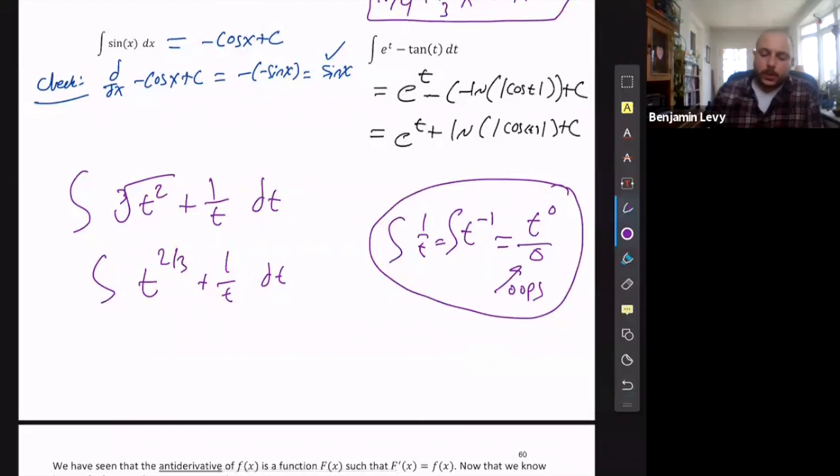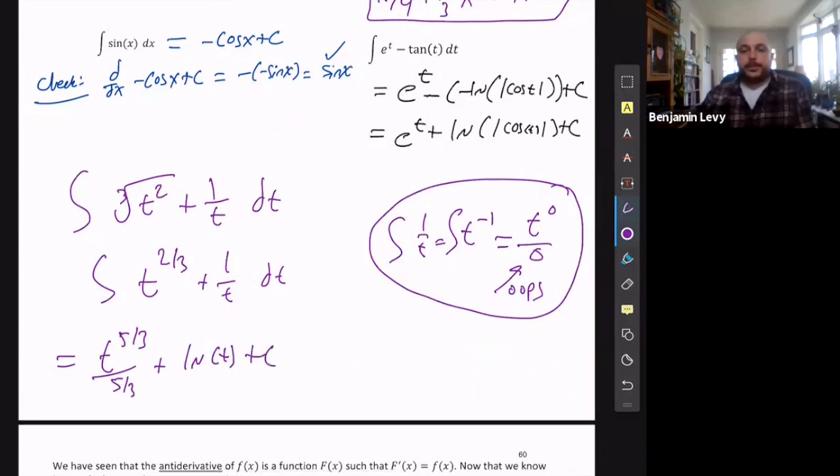Right? And so 2/3, add 1 to that. 1 plus 2/3 is 5/3. And 1 over t becomes ln. And of course, we shouldn't leave it like that. So this becomes 3/5. Okay. Hopefully we feel good about these kind of basic ones.